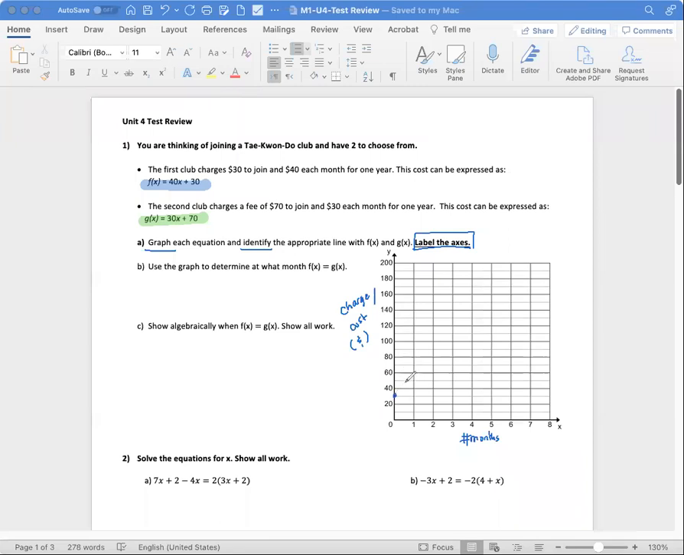And then my slope is 40. If you remember, 40 is 40 over 1. So I'm going to go 40 up. From 30, 40 up is going to be 70. So I go to 70 and 1 to the right. I'm here. And I can do that repeatedly.